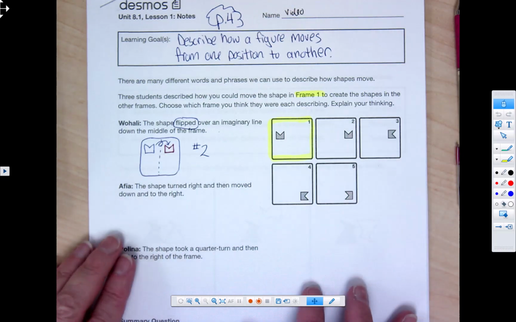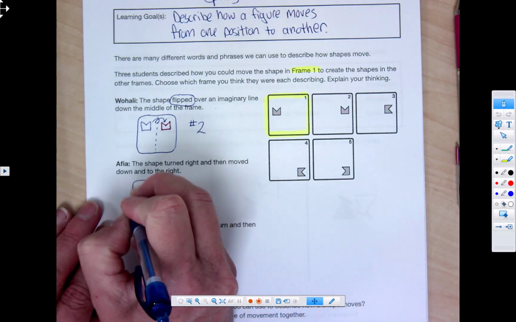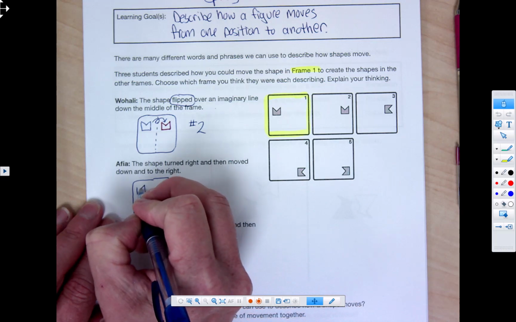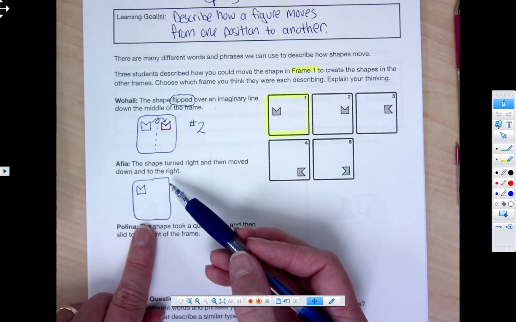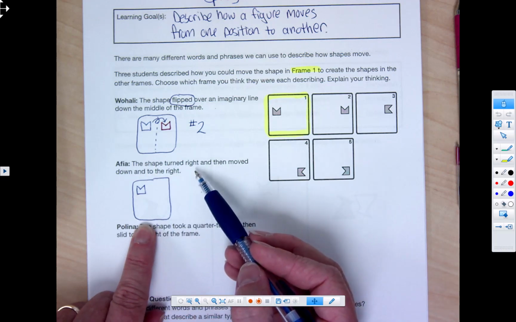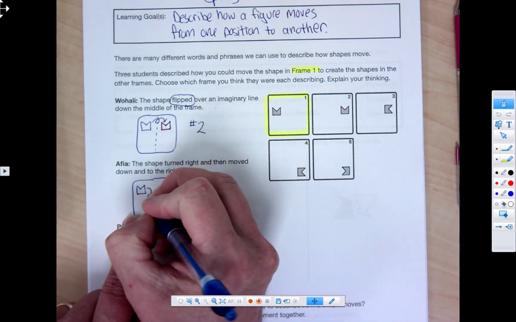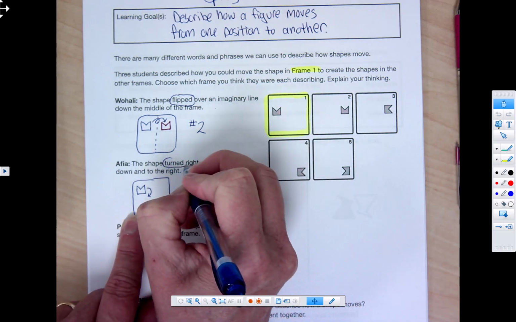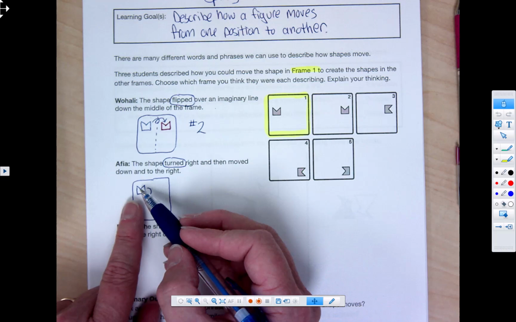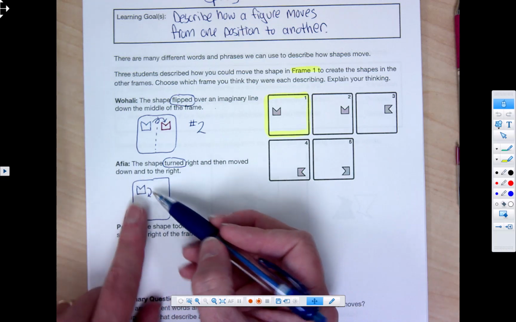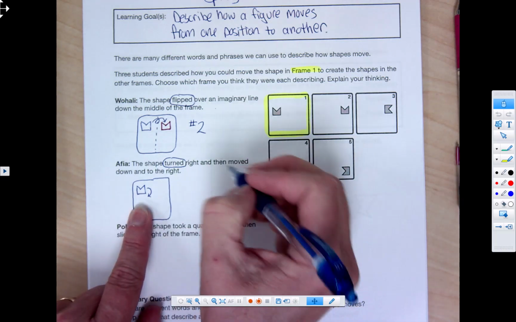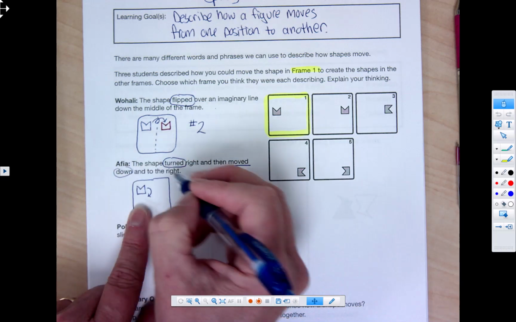Let's do the same with Afia. Again, I'm just going to redraw that first frame to give myself a starting point. And Afia is making this description for our original shape. The shape turned right. So we're rotating this. Turn is just another way to say rotate. And then move down and to the right. So when we turn it to the right, I imagine we're just tipping it to its side. So the crown shape is facing the right. And then we're moving it down and to the right.